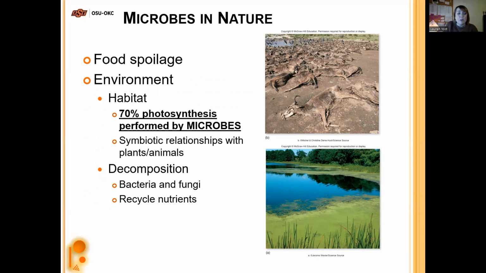Turns out 70% of photosynthesis in the whole planet is performed by microbes. That means they're the ones making our environment. Sorry, there's some sort of bumping sound. Anyways, that's pretty cool information, that they're making our atmosphere and whatever. And then we have symbiotic relationships with plants and animals. I mean, they live in our guts. That's what I'm talking about, right? So they provide some benefits for plants and animals and things like that.